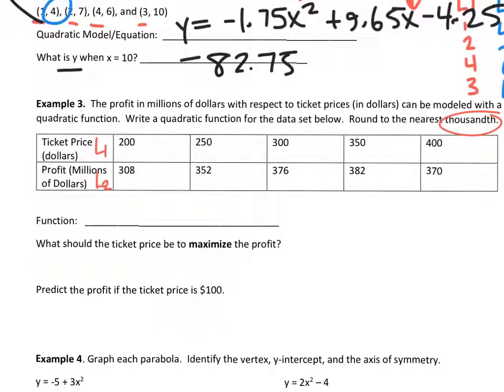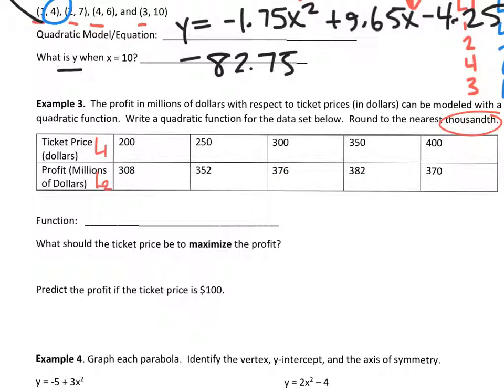So I will press pause and come back. So, this is for a concert. If a ticket price is $200, they can expect a profit of $308 million. If the ticket price is $250, they can expect a profit of $352. So they're trying to figure out what ticket price we should set in order to get the maximum profit.